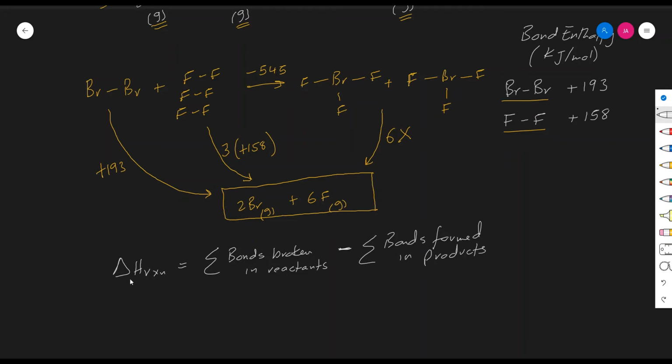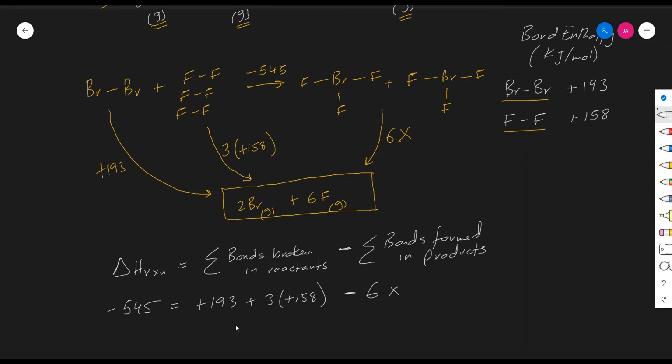The enthalpy change of the reaction is given as negative 545, which equals the sum of the bonds broken in the reactants, which is positive 193 plus 3 multiplied by positive 158, subtracted from the sum of the bonds formed in the products, which is 6x in this case. And we would solve for x to determine the value of the BrF bond enthalpy. The answer for this question would be positive 202.